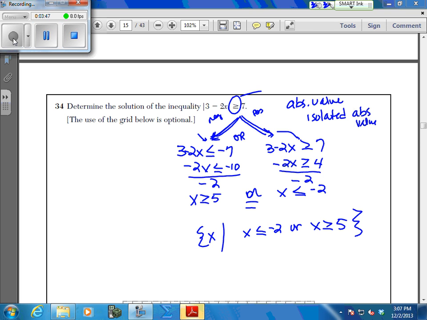If they want interval notation, use your number line. Here's your negative 2, it goes this way. Here's your 5, it goes this way. Negative infinity to negative 2, hard bracket there, or 5 to infinity.